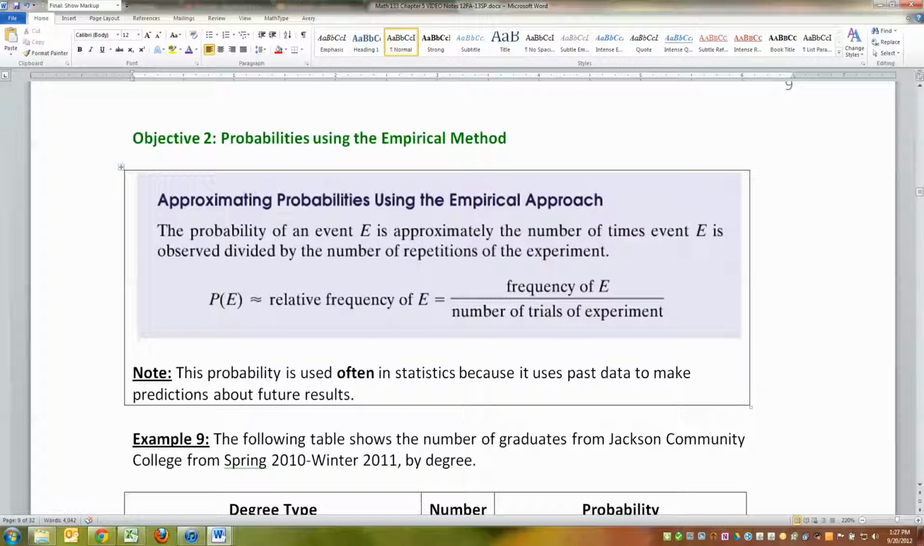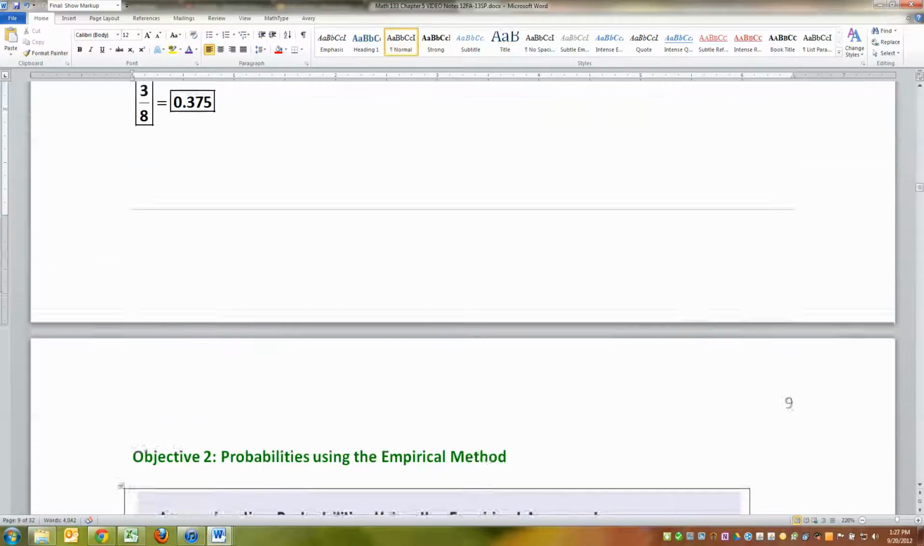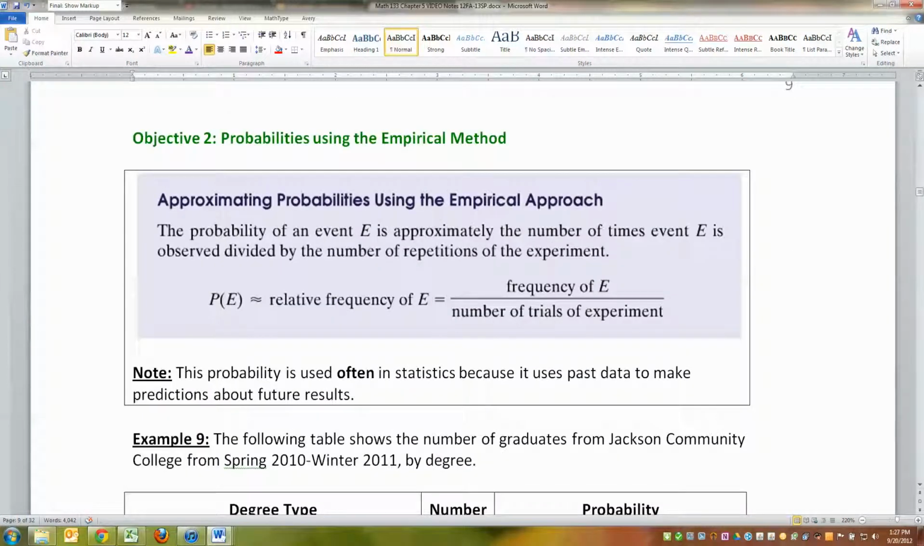Okay, so this probability is often used in statistics because it's based on past data. Statistics, of course, is all about gathering data. So if you can gather that data, then you can use it to make probability assumptions. The classical stuff is really more for gambling, to be honest with you. Gambling, games, that kind of thing is classical stuff as a general rule. Empirical is more like data.